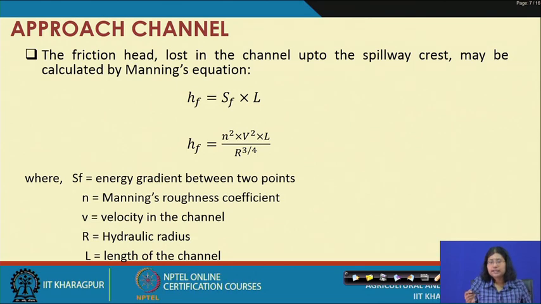Now, how to design the approach channel? The friction head lost in the channel up to the spillway crest may be calculated by Manning's equation, which is HF, the friction head, equal to SF multiplied by L, where SF is the energy gradient between 2 points, n is the Manning's roughness coefficient, and V is the velocity in the channel. So, this is by a simple equation here.